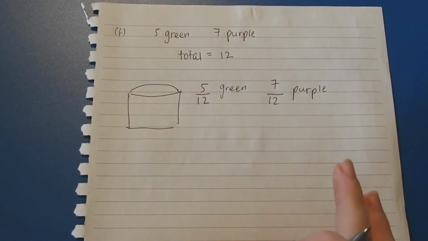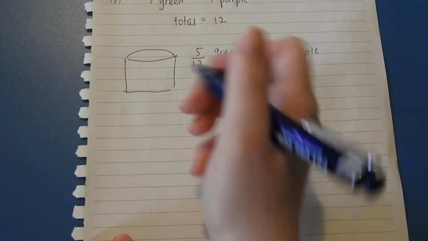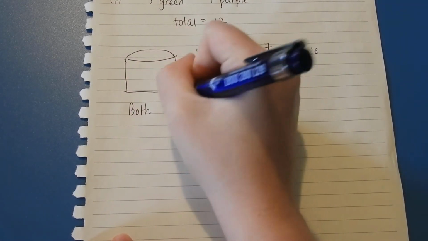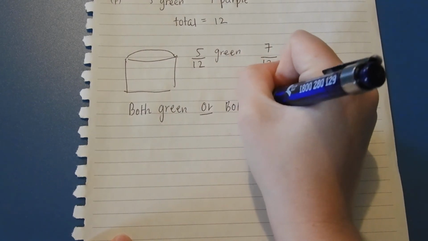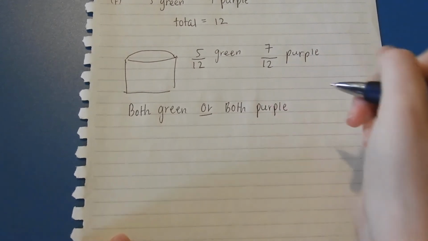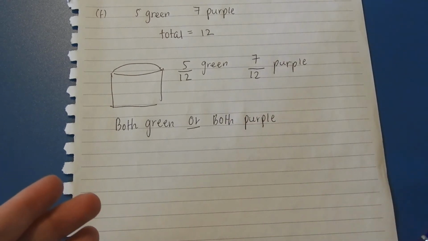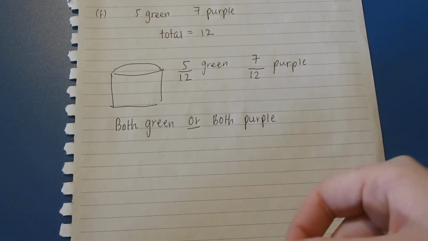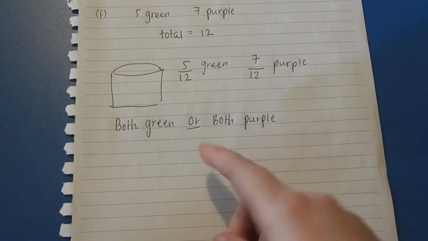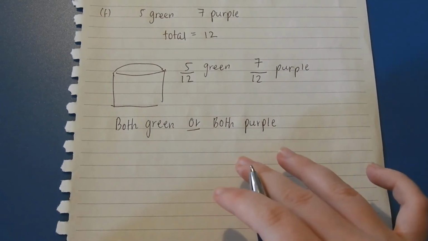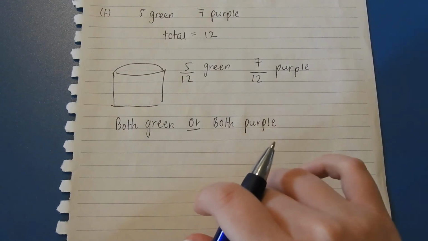So, what is the probability that the 2 beads are the same colour? So, 2 beads of the same colour are both green or both purple. It's not an and because they can't both be green and both be purple. So say I was only drawing out twice. They can't both be green and both be purple simultaneously. So it's an or question. So the 2 beads are the same colour when they are both green or when both are purple.